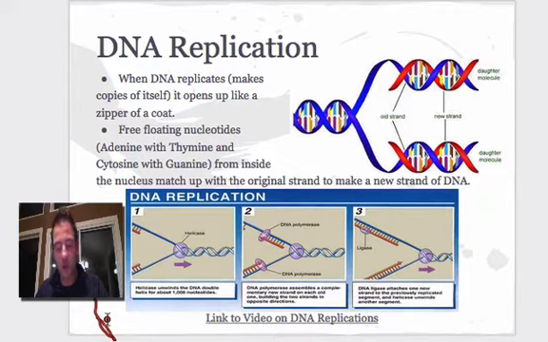I can't draw that, I don't know how to show it, but anyways, basically with these free-floating nucleotides, adenine with thymine and cytosine with guanine, those are inside your nucleus. Those are actually going to match up together with the original strand they had, and they're going to make a new strand of DNA. So we have DNA replication. This is how we make this DNA, and this is how it continues to replicate.